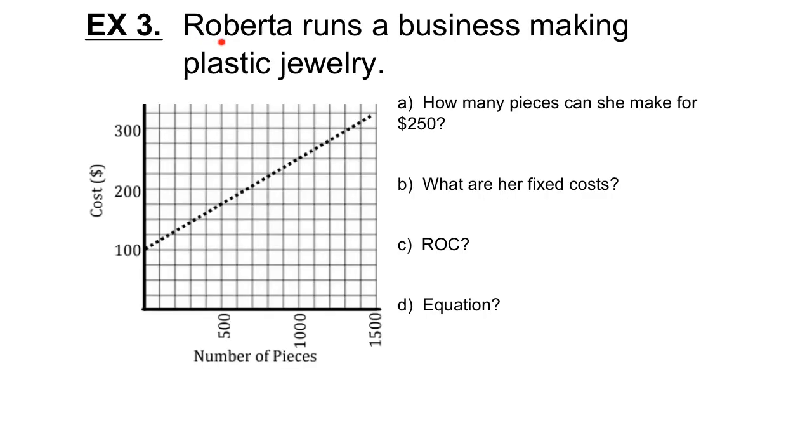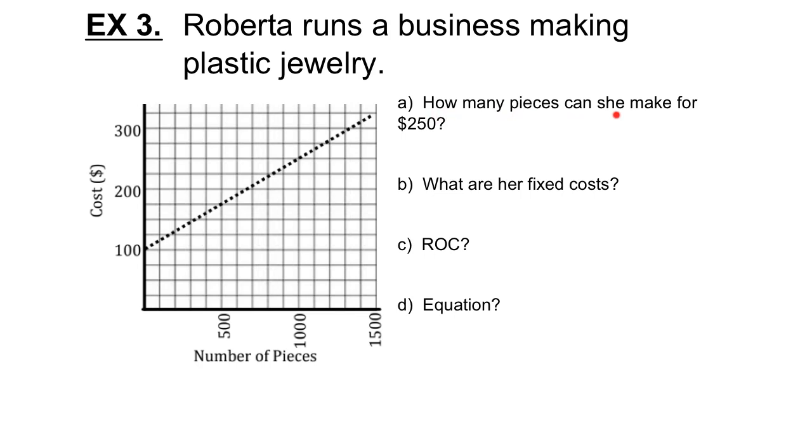Example 3, Roberta runs a business making plastic jewelry. So this time I'm giving you the graph. We're going to read the graph to answer some questions, and then we're going to make the equation. So we're kind of working backwards from what we have been doing so far.